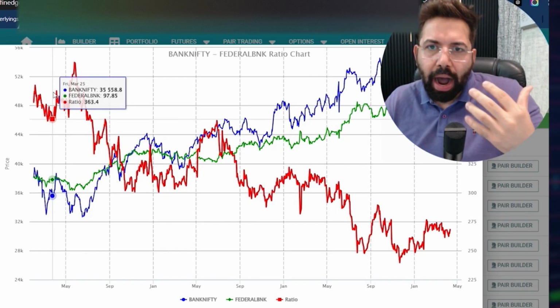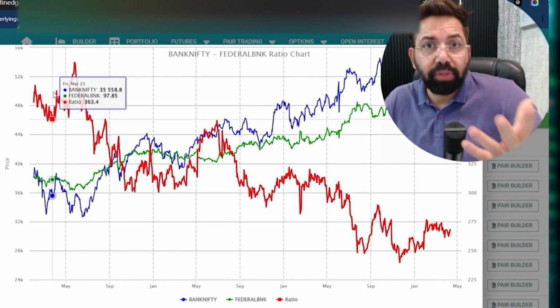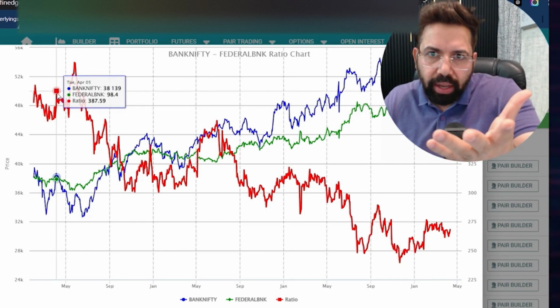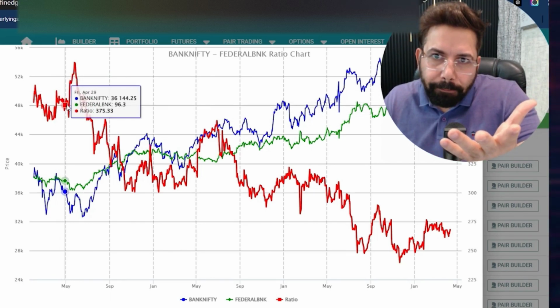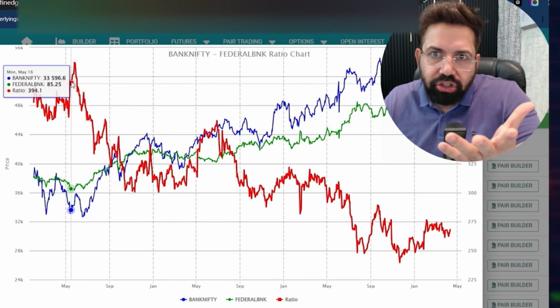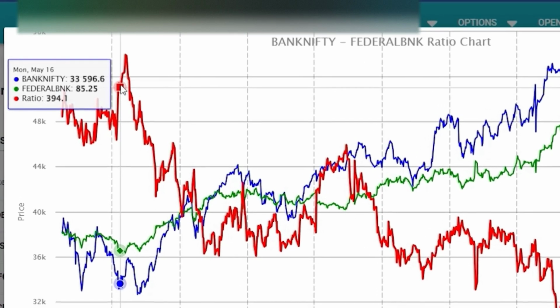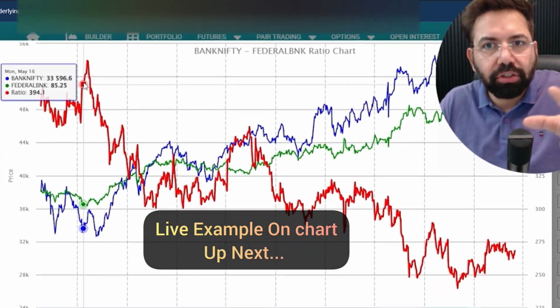How I look at things is I like to keep things simple. So what I like to do is see this red line, which is the ratio line. I want to see it doing a breakout. As you can see, just focus on the red line. It tells you that it has given a breakout for some time now.